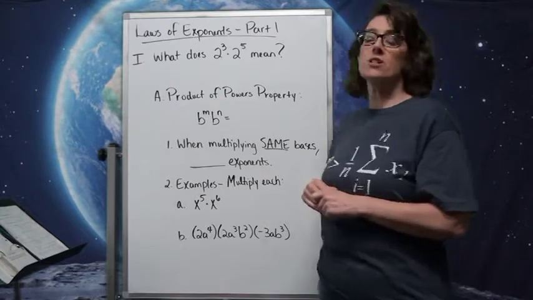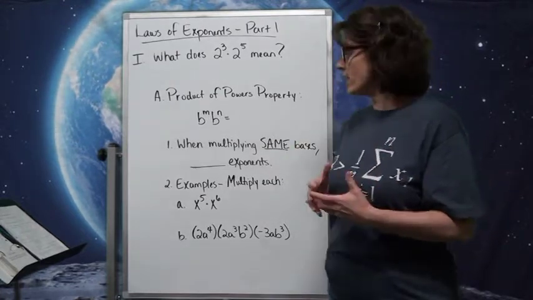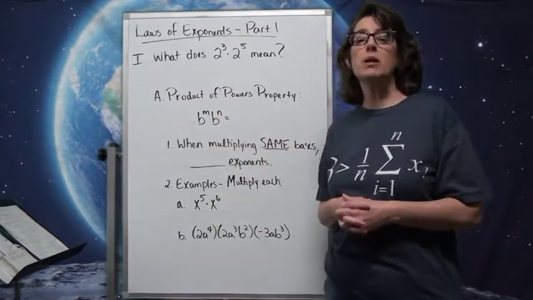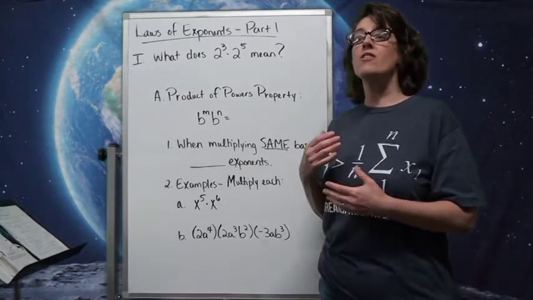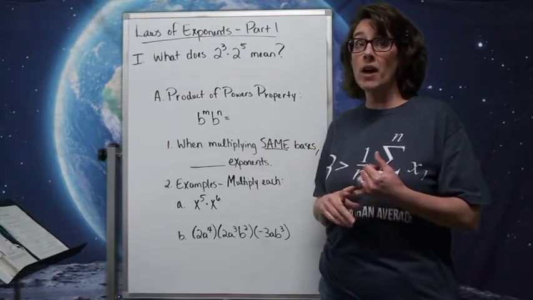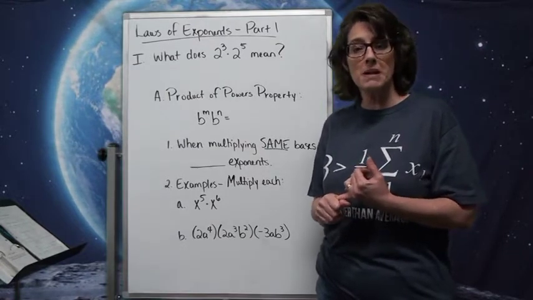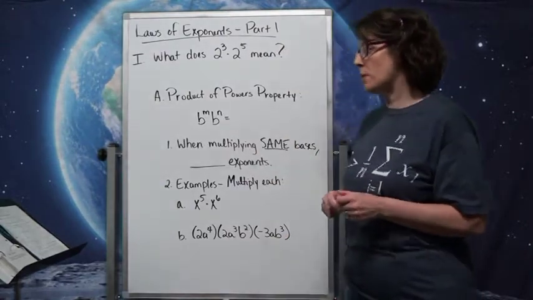So in order to discuss the laws of exponents, I want you to understand why they are the way they are. If I just simply gave you that law and said, okay, memorize this thing, it'd be a little bit challenging to remember it. But if you know where it comes from, then it makes sense, and the memorization is easier, or you might not even have to memorize it because it just makes sense. So the first of the laws of exponents is the product of powers property.